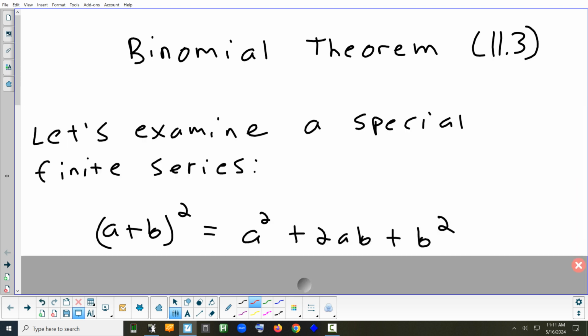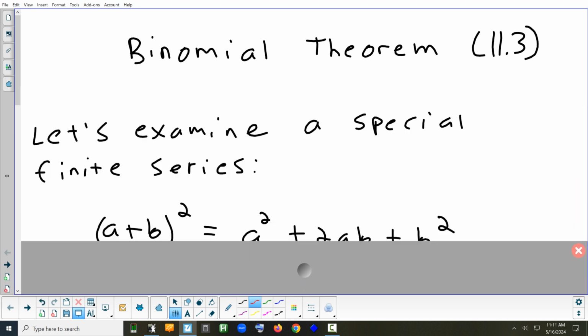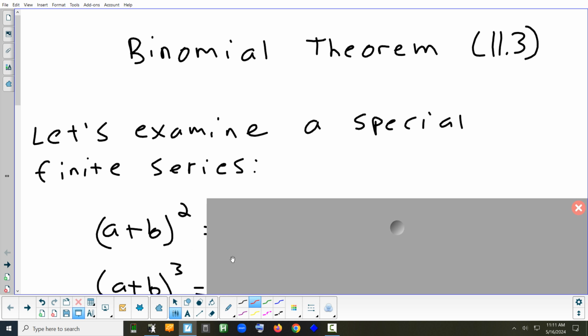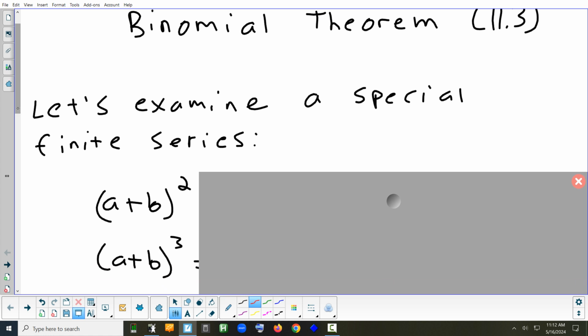Okay, what I want to look at is taking a binomial and raising it to a power. If you do this out, it will be a series. It's something plus something plus something. What do you get if you take a plus b and square it?